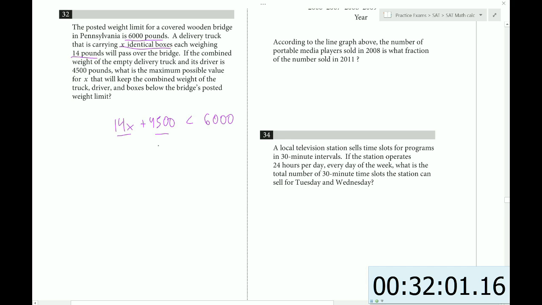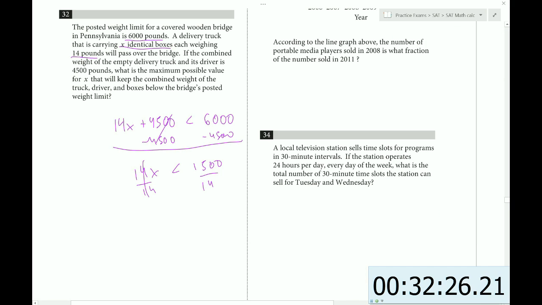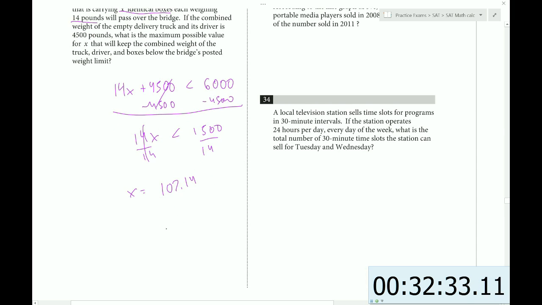Okay, so we want to solve this for x. So we subtract 4,500 from both sides, and that gets us 14x less than 1,500. Then we divide by 14, and let's see what we get. 1,500 divided by 14 gives 107.14. So that's how many boxes he can haul. And of course we need an integer number of boxes, so let's use 107.